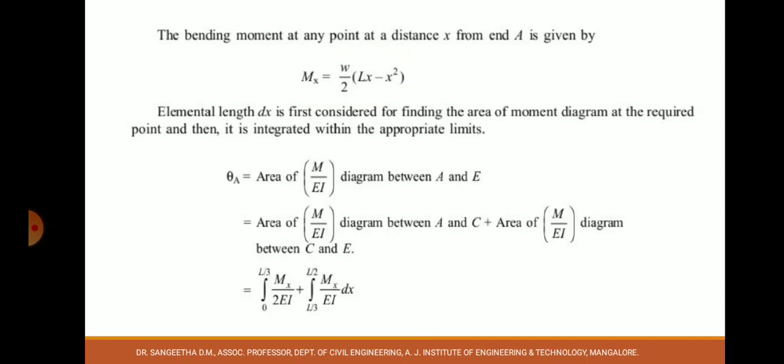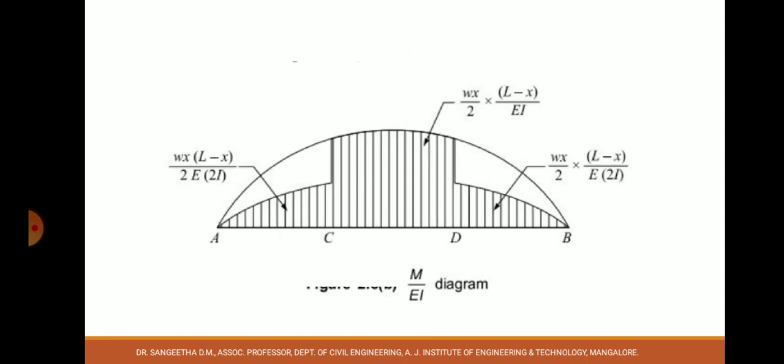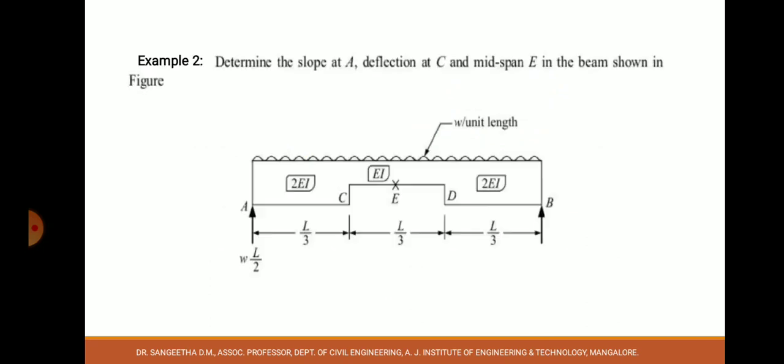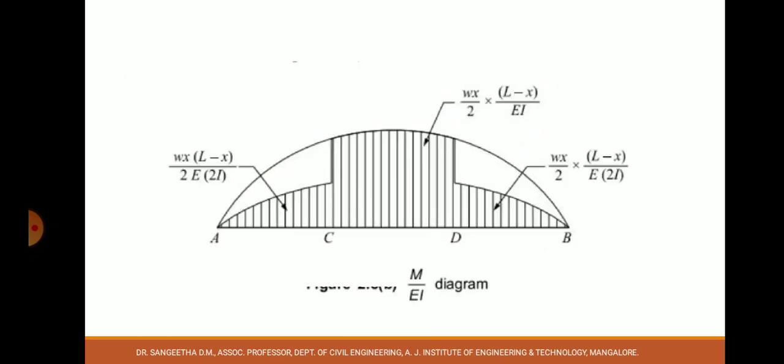Once you get this equation, you can draw it. For a simply supported beam subjected to UDL, it is a parabolic curve and the peak value is this. M divided by EI. At the central span, at the center it is EI, so the value remains as it is. But at points C and D, the cross section gets doubled, meaning it is 2EI. So divide the equation by 2EI. So the same value becomes half and then takes a parabolic curve.